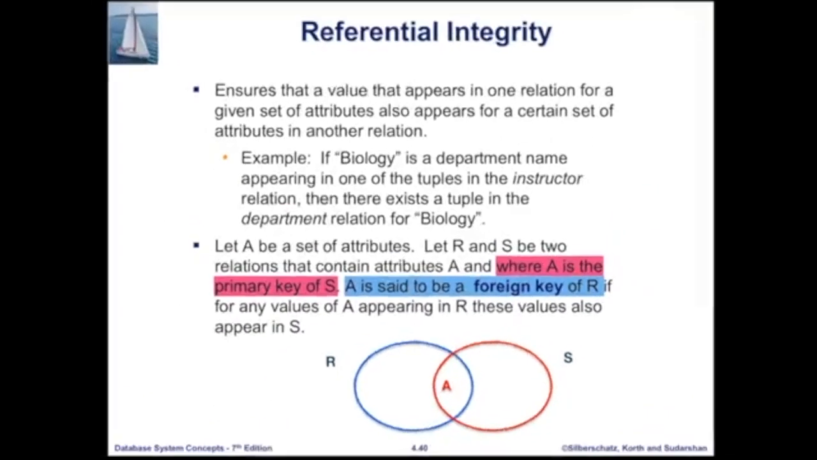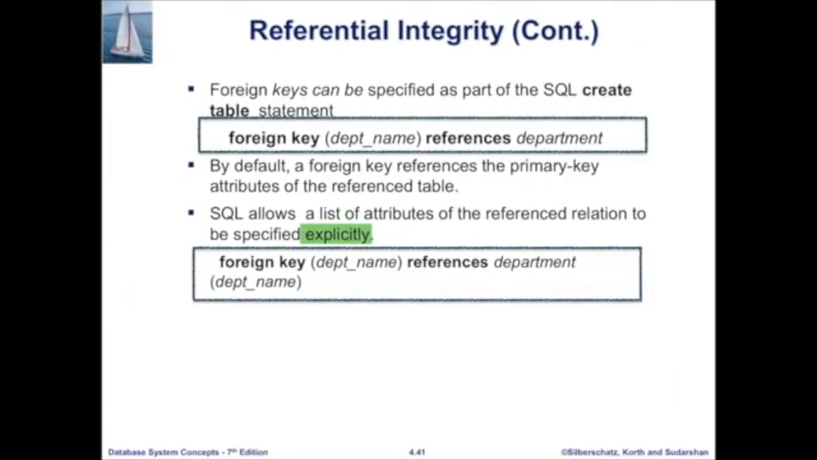So, to use this, we need to include one line that specifies the foreign key. So we can use foreign key, the name of the attribute, references the table. By default, a foreign key references the primary key attributes of the referenced table. So in this case, department name is the primary key for the department. Also, SQL allows a list of attributes of the referenced relation to be specified explicitly.